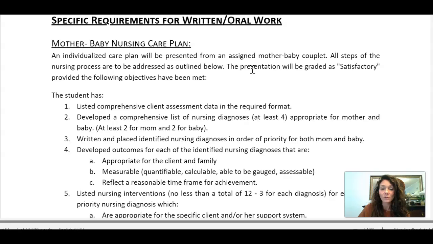So you're going to do this care plan on a mother-baby couplet. This is somebody who's already born. We're not doing this on a laboring patient. We're going to be doing this on a mother who has already had a newborn. So you'll be taking care of a mother-baby couplet, and you will be finding information on that couplet to complete your care plan.